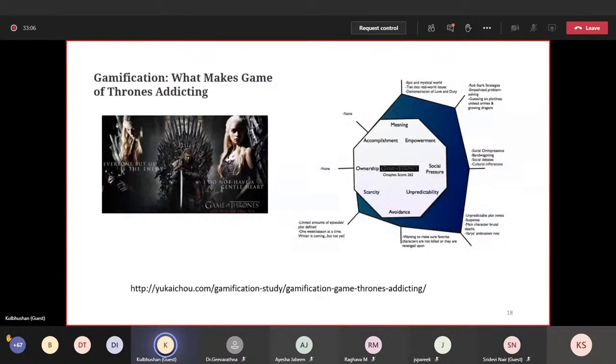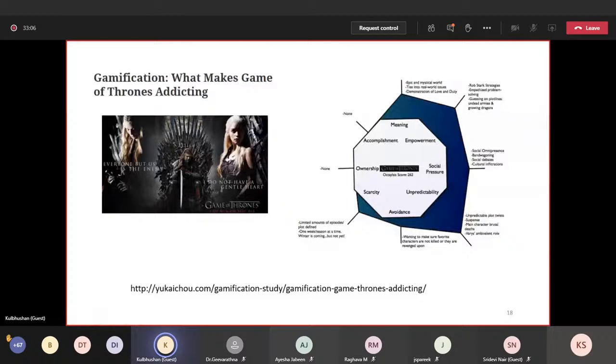There is an epic meaning. Some of the game elements I will read out: epic and mysterious world, demonstration of love and duty, ties into real world issues. Those are the game mechanics which are actually driving the people to watch the series. So that is why a huge number is given to the epic meaning.